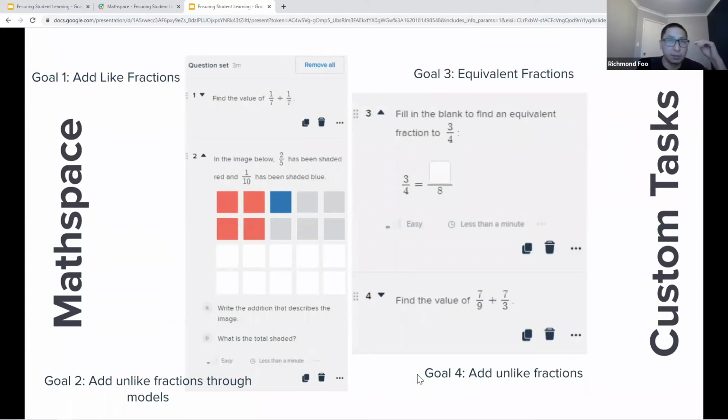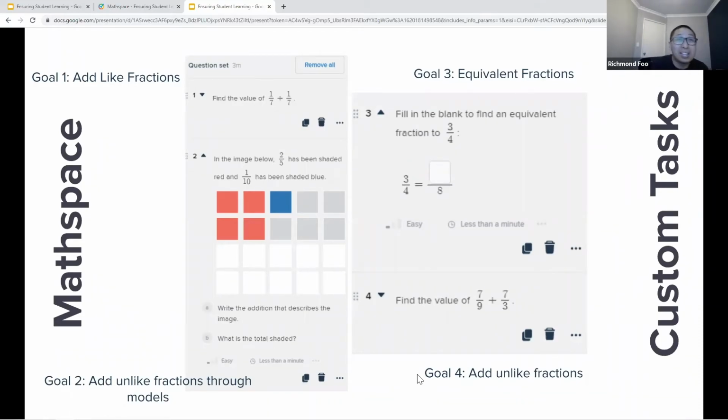Again, we can do this in MathSpace very, very easily by creating a task which focuses specifically on the skills that you want. So in this one here, I've very quickly added four questions. The first one is adding like fractions, and then adding with models, equivalent fractions, and then adding unlike fractions. Obviously, in these four questions, a student might make a mistake and be misrepresented, but at least you have something to go on rather than nothing, right? You've got some form of update.